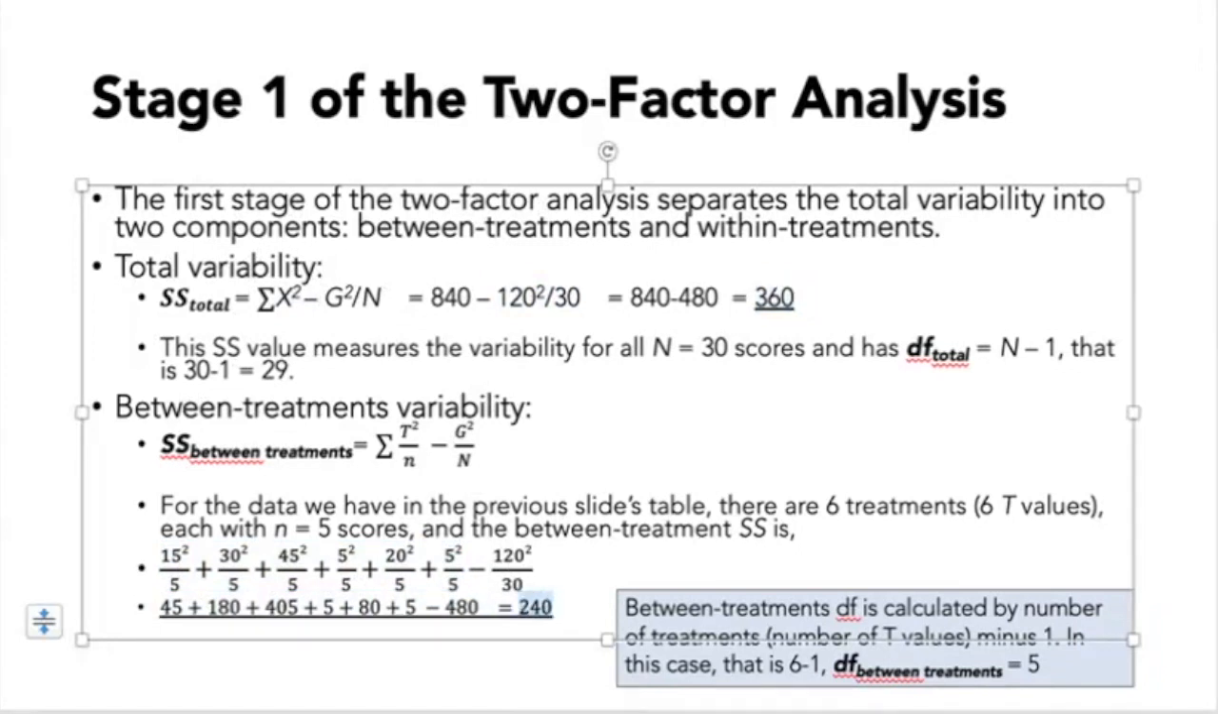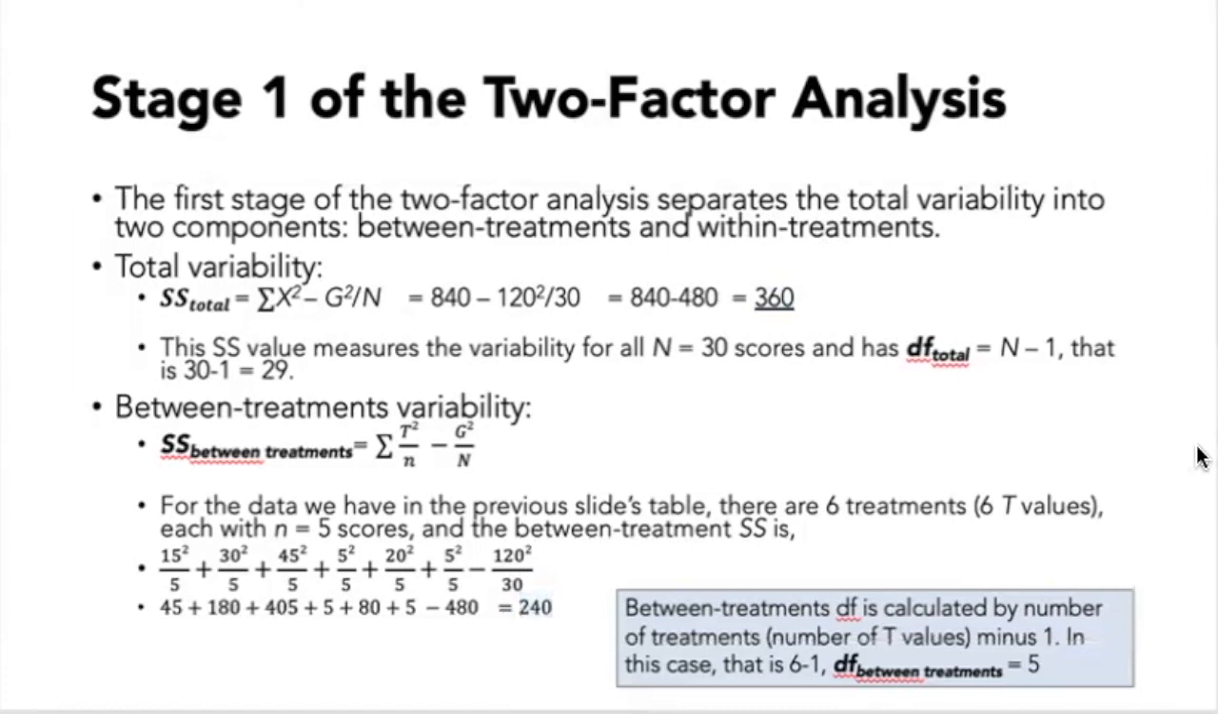And we can generate a degrees of freedom for this as well. Here the degrees of freedom for between treatment is going to be the number of treatment values, so t values, minus 1. So we have 6 t values. 6 minus 1 is df between treatments. The answer is going to be 5. This one, right here.